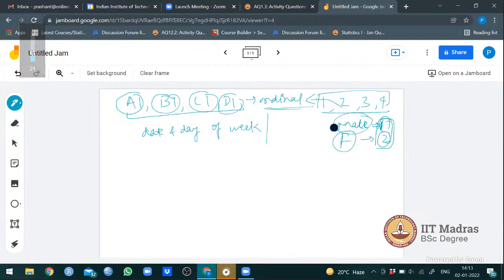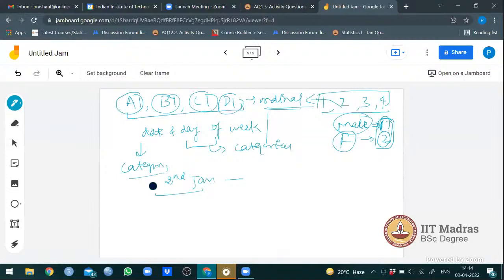See, an interval scale will be used when some mathematical operation you can perform. So day, you are clear, this will come under categorical data. Date will also be categorical, because suppose today is I think 2nd January, and 31st was, I think, on Friday, right?